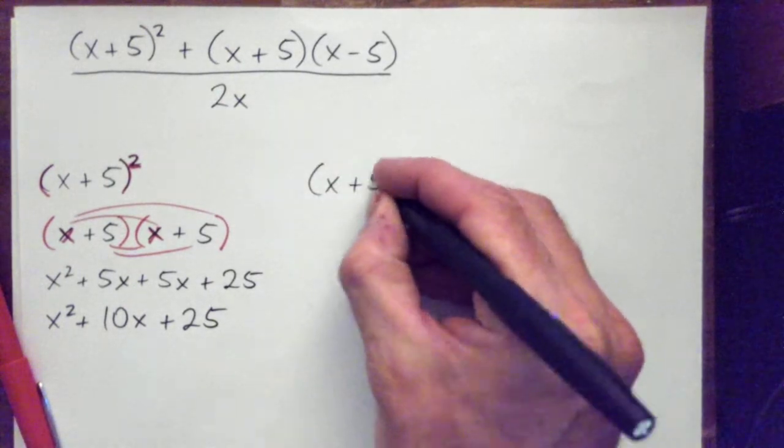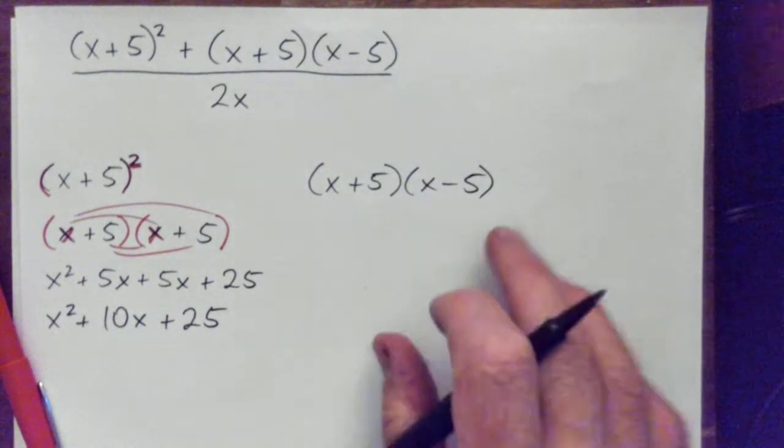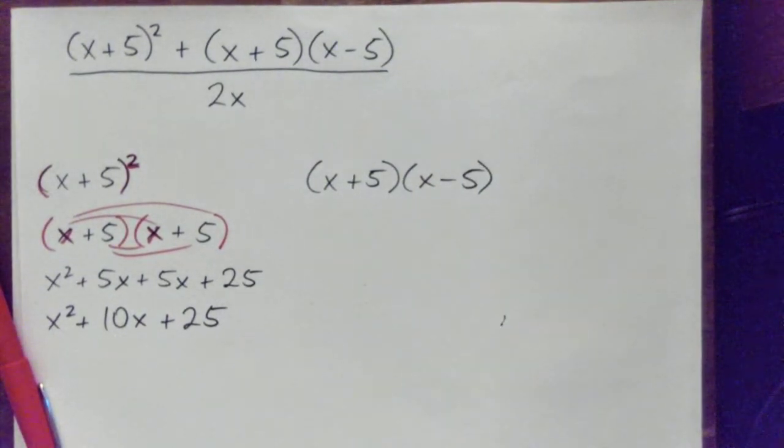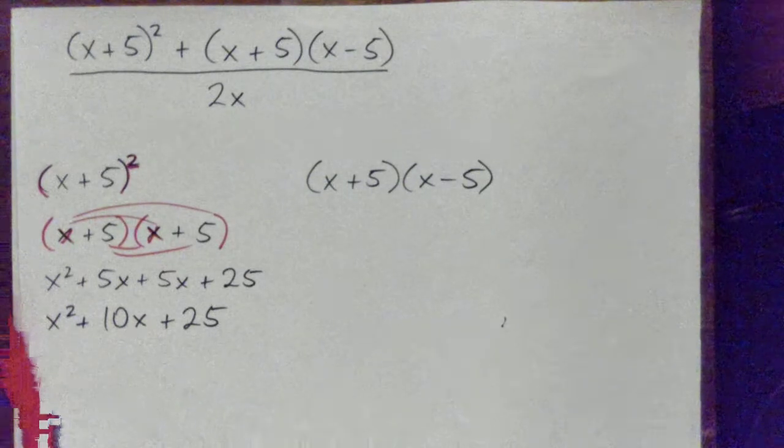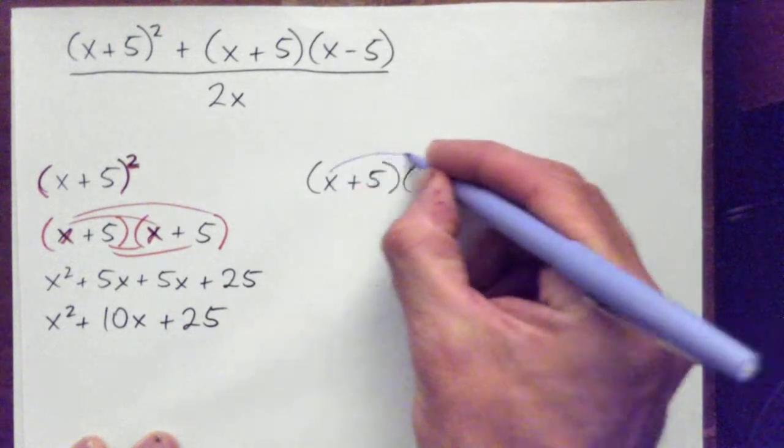But (x + 5) times (x − 5). Everybody watching from home, please press pause on the video and try that one yourself. Press pause and try. So we're going to take this, multiply this by this, and then multiply this by this. Okay?